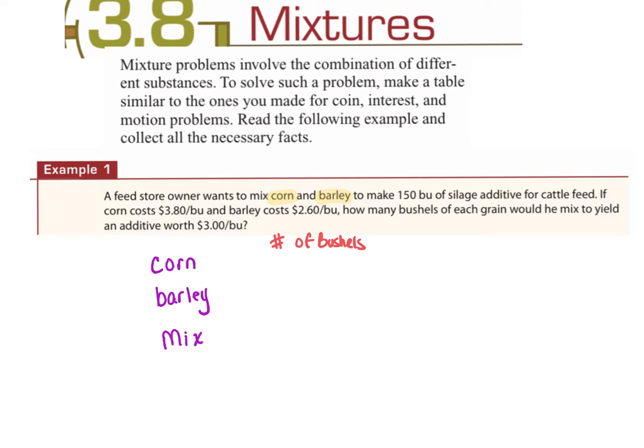And then we have the price per bushel. And then we have a total cost. All right.